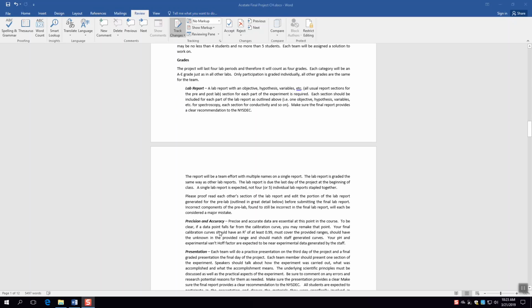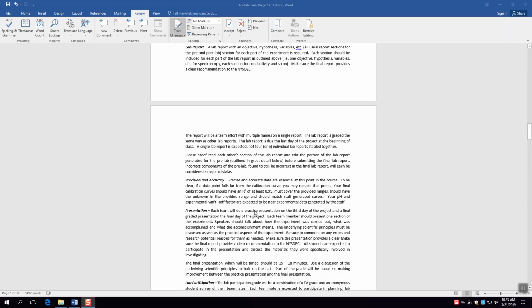You will be graded on your precision and accuracy. Your calibration curve should have R-squareds of 0.99 or better. We're going to compare it to the experimental results that we got, and it should be relatively close to what we are experiencing. So, for example, if we find the pH is 4 and a student finds it's 12, that's not very close. But if we find that it's 4 and they find that it's 4.5 or 5, we're not going to be super picky about this. But it needs to be relatively close to staff-generated data. Said another way, if something doesn't work, do it over.